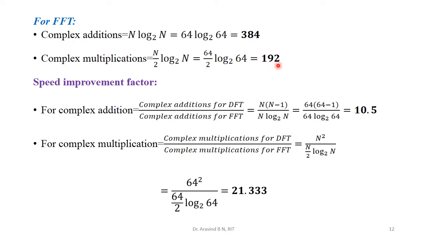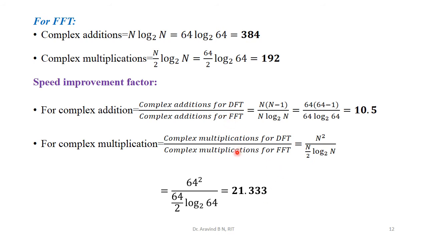Now we have all the parameters required to calculate the speed improvement factor. Therefore, the speed improvement factor with respect to complex addition is complex additions for DFT divided by complex additions for FFT. So the formula is there, and we can substitute. Then we are going to have 10.5. Then for complex multiplication, this is the formula: complex multiplications for DFT divided by complex multiplications for FFT. After substitution we are going to have this answer.